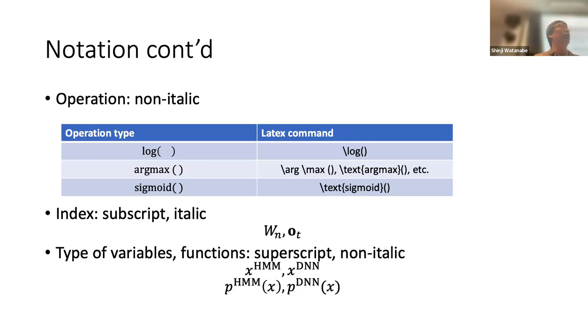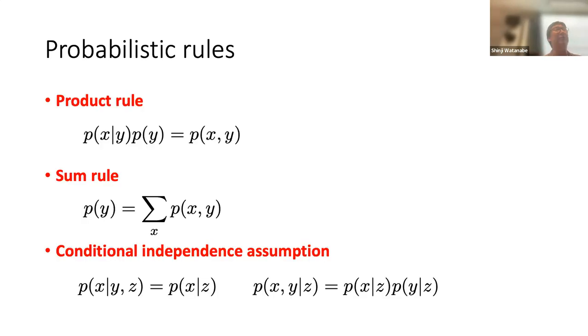Okay, so these are the notations. And then I will move a little bit more to the math. But again, it's very simple math. So first, I want you to remember these three rules. The third one is not really a rule, but I included it there. The first one is the product rule. The second one is the sum rule. And the third one is the conditional independence assumption.